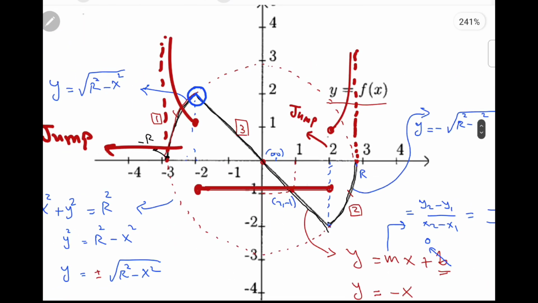Because of the edge here. So that's how the derivative looks like.